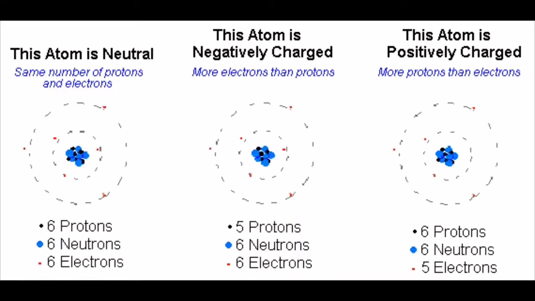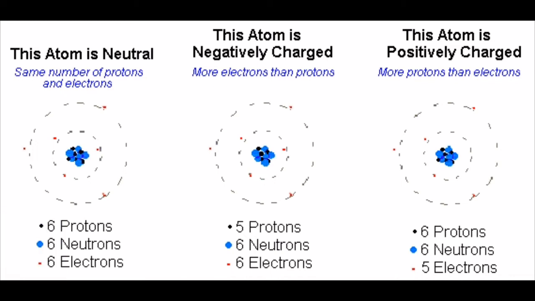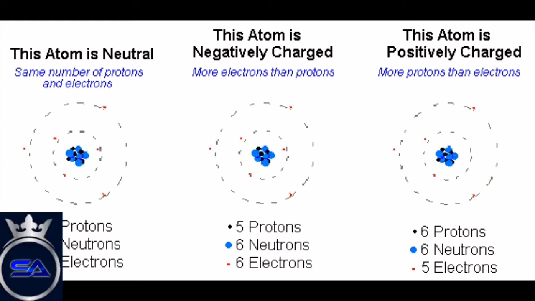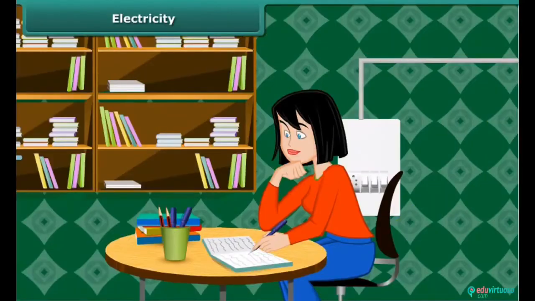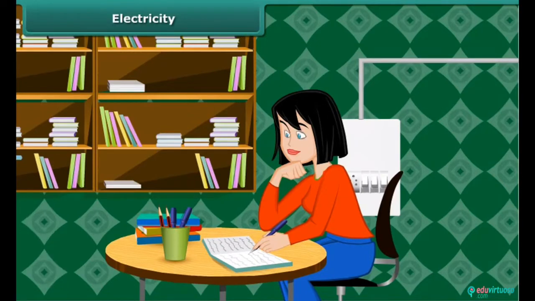When the number of electrons is more than the number of protons present in an atom, the atom is negatively charged. When the number of protons in an atom is more than the number of electrons in an atom, the atom is positively charged. Electricity is the form of energy that is associated with the electric charges that exist inside the atom. Electricity can be of two types.